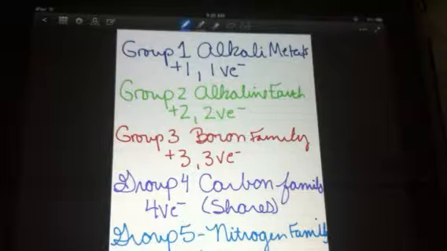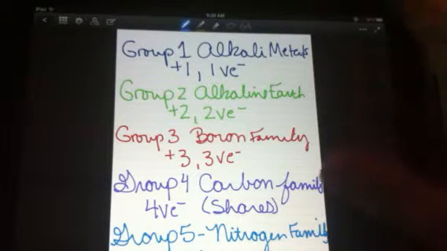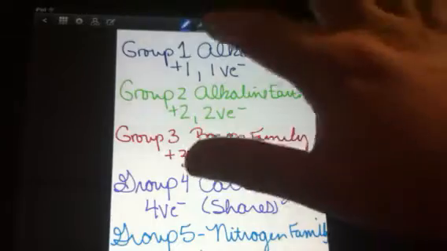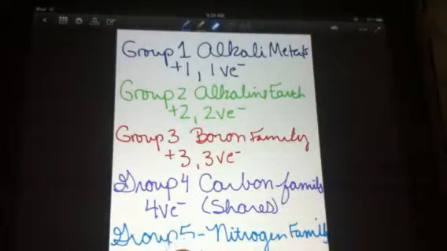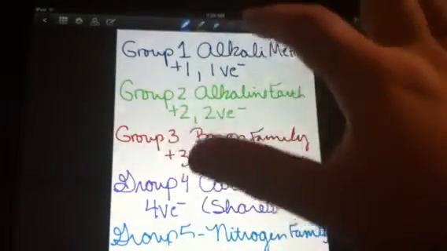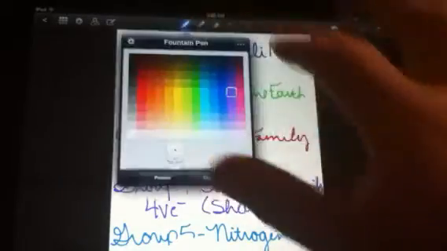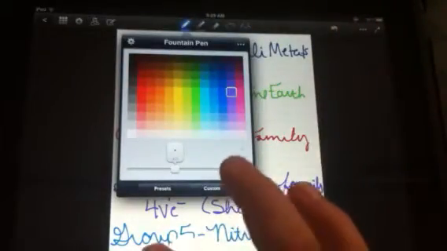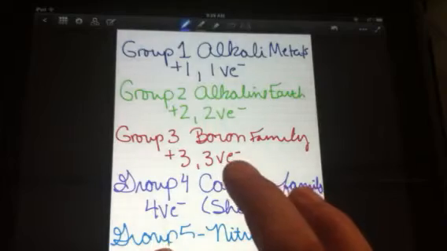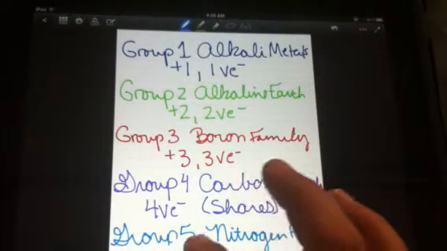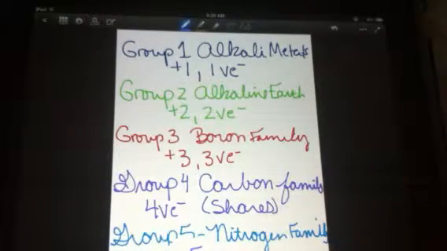It has a -3 charge because it needs to gain 3 electrons to get to 8, and it has 5 valence electrons. There's no plus there. So 5 valence electrons.